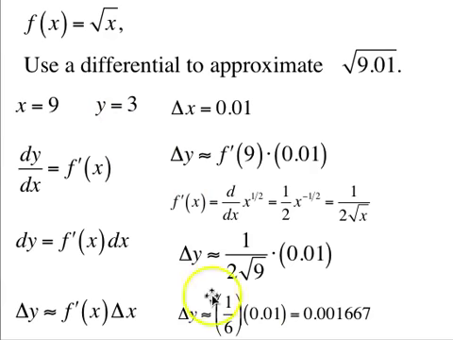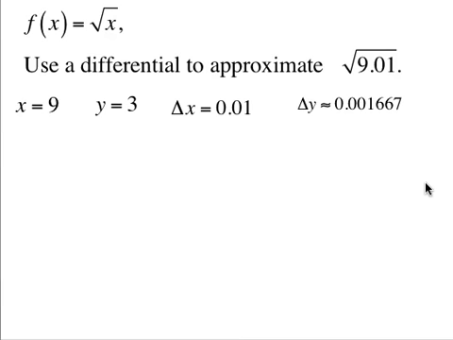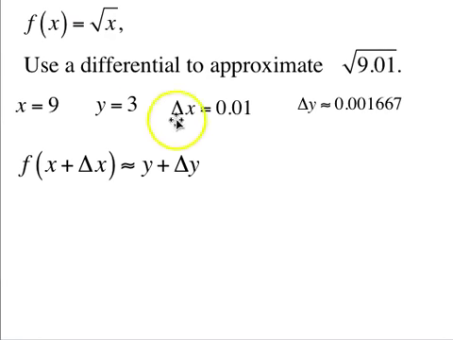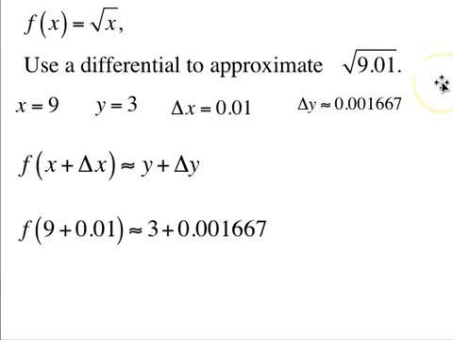My original y was 3. Based on this, I'm saying my change in y should be going up by 0.001667. That will give me my approximate value for the square root of 9.01. So there's all the information we have. F of x plus delta x should be approximately y plus delta y. X, 9 plus 0.01. And then our function, of course, is the square root of x.